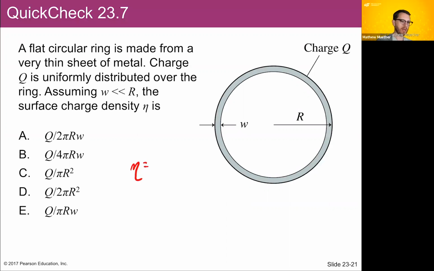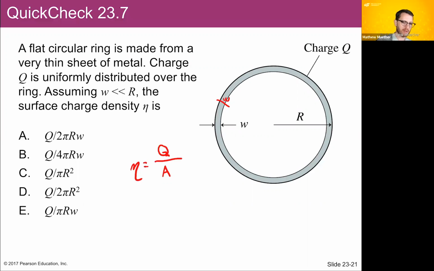Okay, so how are we going to do this? The surface charge density should be the charge, so they just tell us that there's some charge Q built up on this thing, divided by that surface area on this object. Well, what's the surface area going to be? Well, I can see this top object. I could imagine cutting this ring at this place and sort of unfolding it. So I'm going to imagine that this is like a rectangle.